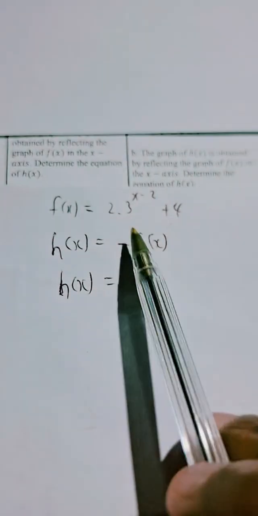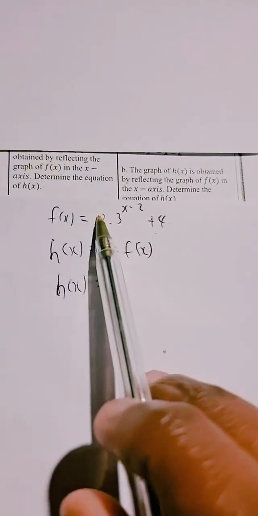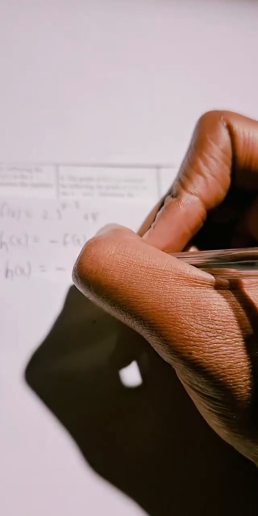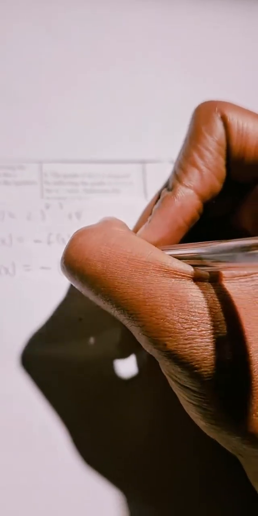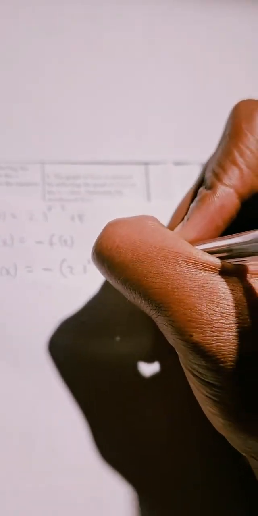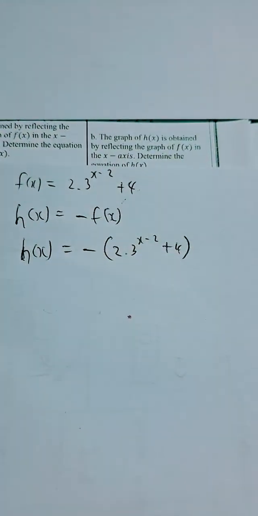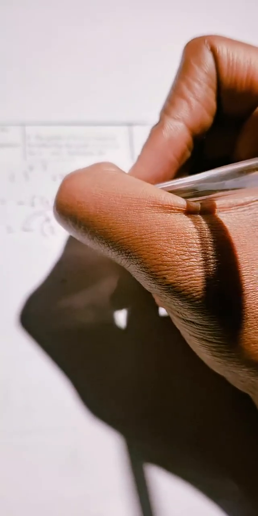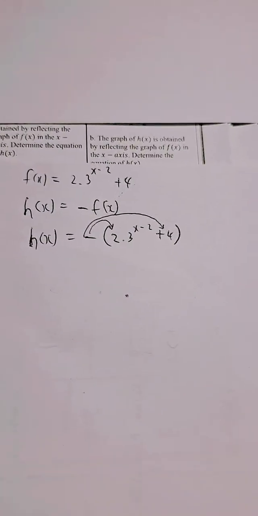Then our function h of x is equal to the negative sign put outside the two terms. How many terms does the function contain? It has 2 terms. So we say negative into 2 times 3 to the power x minus 2 plus 4. Then we play the distribution game. We take the negative inside the bracket to the first term, and the negative to the second term inside the bracket.